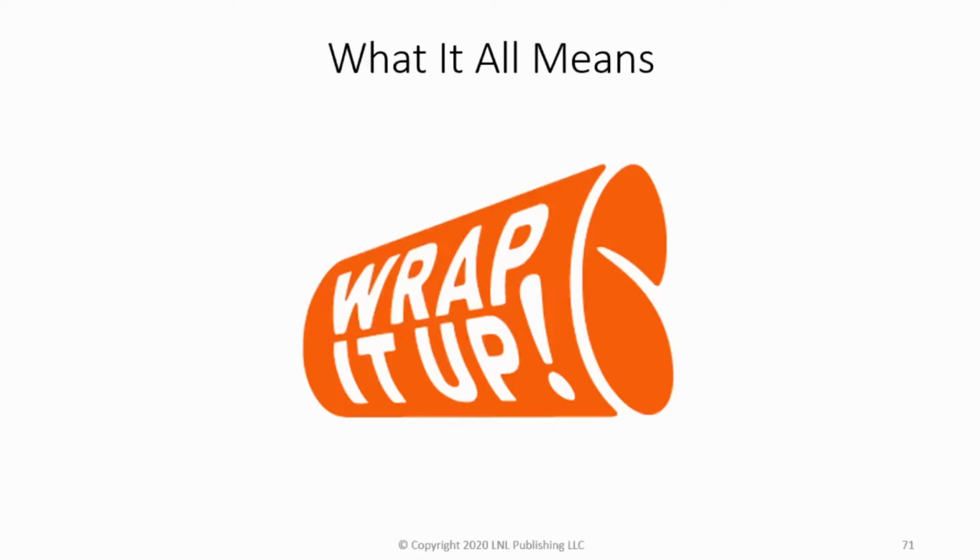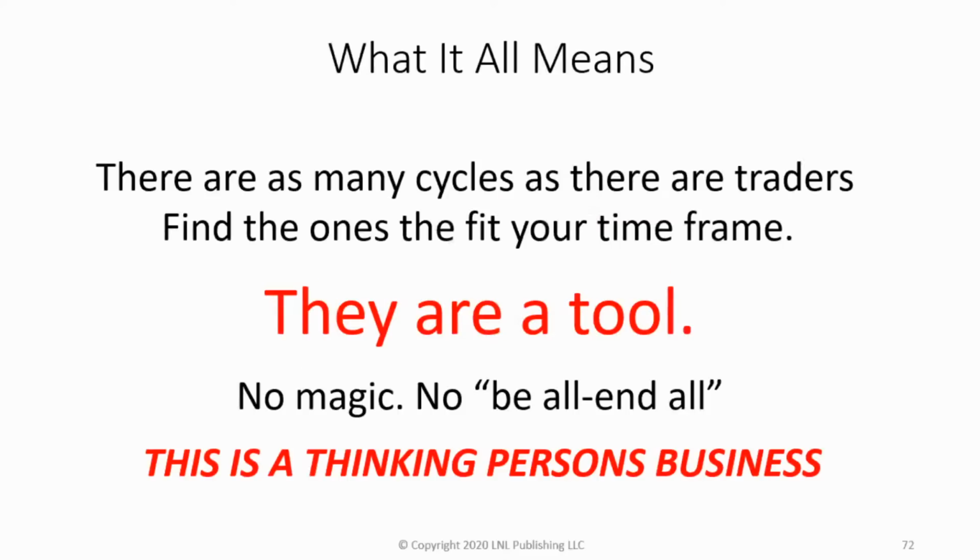So let's wrap all this up. What does it all mean? I think there are many cycles. There are traders. You need to find the ones that fit your time frame. They're a tool. There's no magic to this, no be-all end-all. This is a thinking person's business. I love that. Get this information, try to put it together, and then I make judgment calls, and often I'm not right. This is a business of making money, of learning how to be an effective trader.